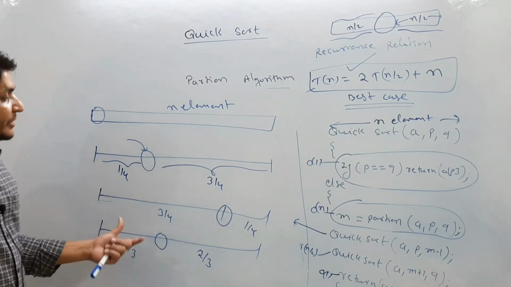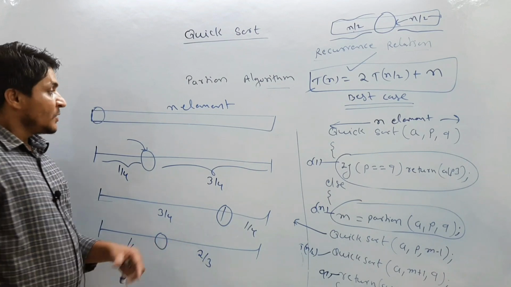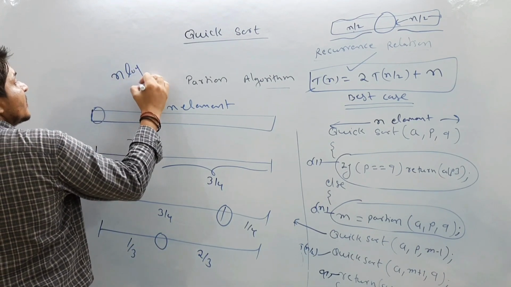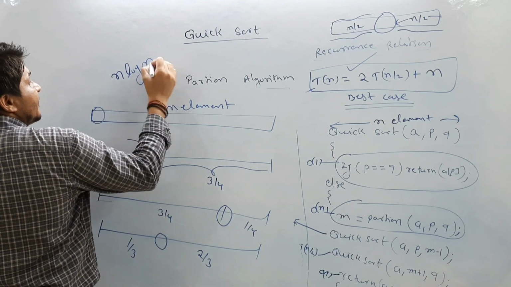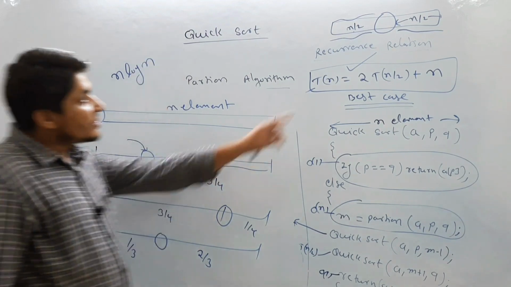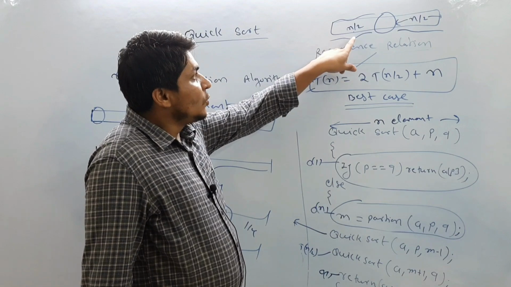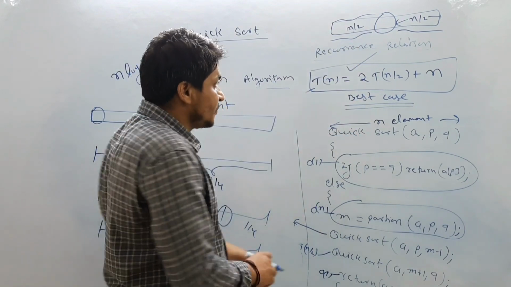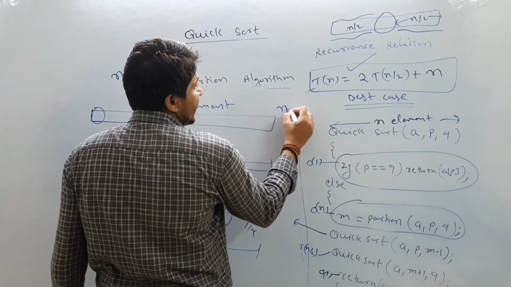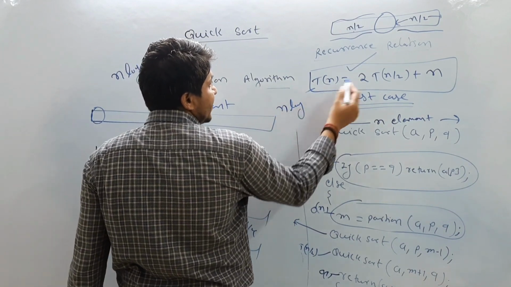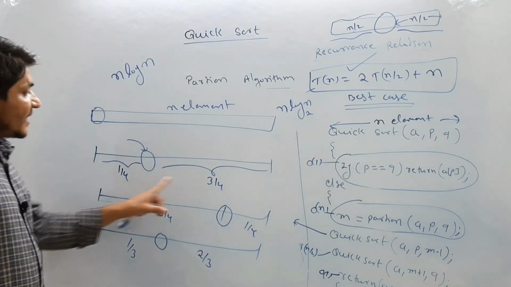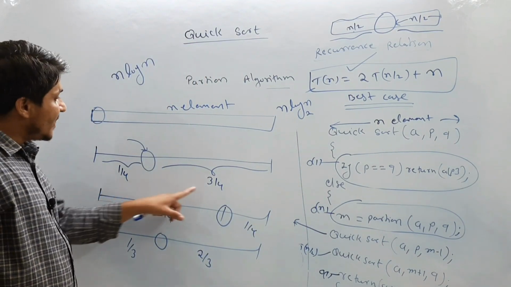So what would be the time complexity in that case? The time complexity is going to be n log n. But here I was dividing into two parts and those two parts were equal, so I took time complexity n log n with base 2. But here these two parts are not equal.